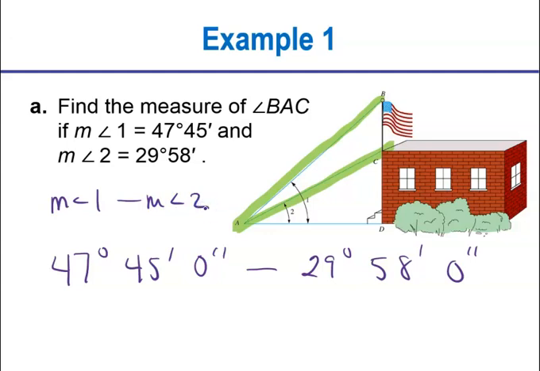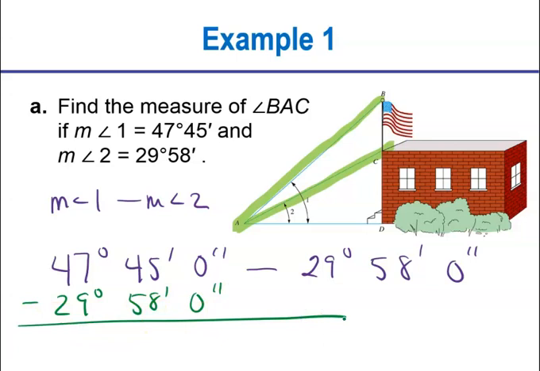Now, how are we going to do this? You may want to even write this vertically. So if I were to write this vertically, I'm just going to write the 29, 58, 0 right under here. So minus 29 degrees, 58 minutes, 0 seconds. Okay, so clearly we have 0 seconds to the point where I'm not even going to include seconds in my answer. But I've got to subtract, y'all, 58 minutes from 45 minutes. How am I going to do that? We're going to regroup, right?